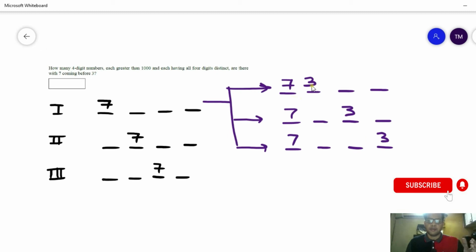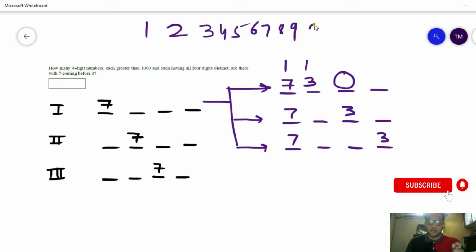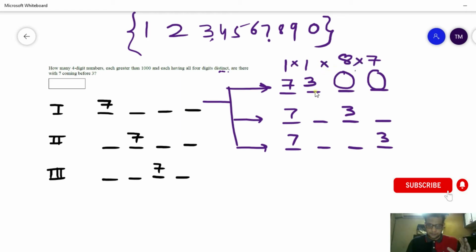So how many ways can we create the number? There is only one possibility for 7 to be here, that's why 1. Same goes for the 3. How many digits can come in this place? We have a total of these many digits. We have 7 and 3 gone, so we are left with a total of 8. So 8. And since the digits are distinct, in this position I can have 7 possibilities. So 1 into 8 into 7 is the one way.